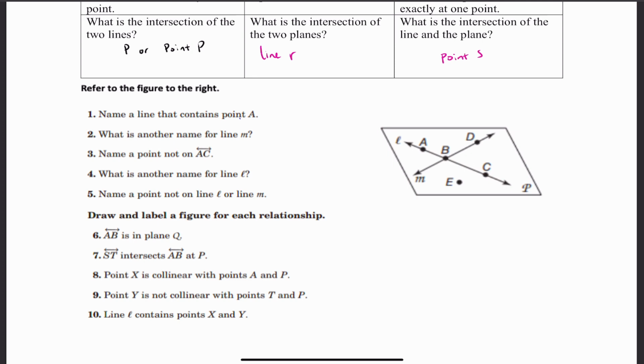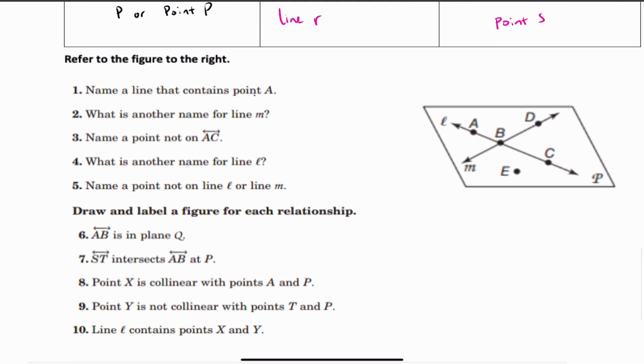To name this line, there are many ways to name it. You can call this line L, because this line is next to this lowercase letter right here. Or you can call it AB with those arrows above it. Because again, to name a line, you need to have 2 points, and then you put the line with 2 arrows above it.